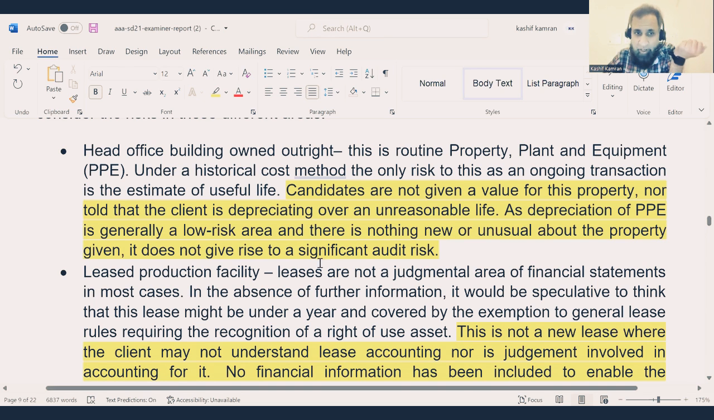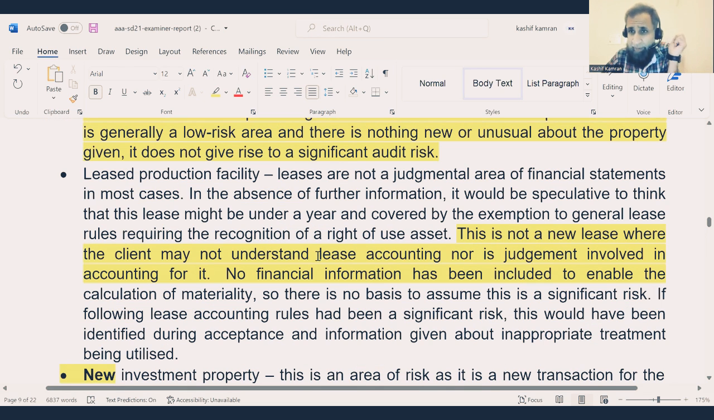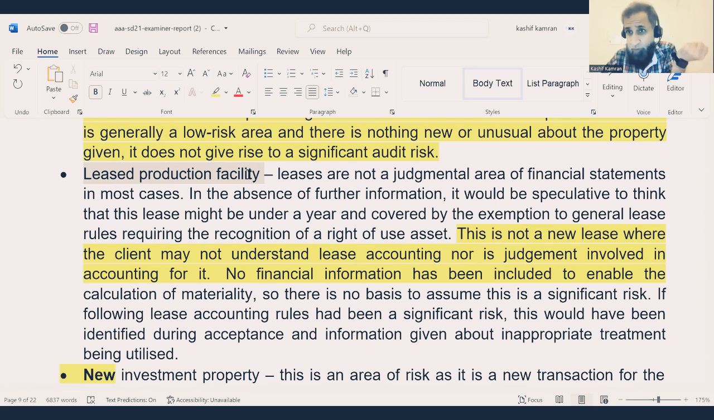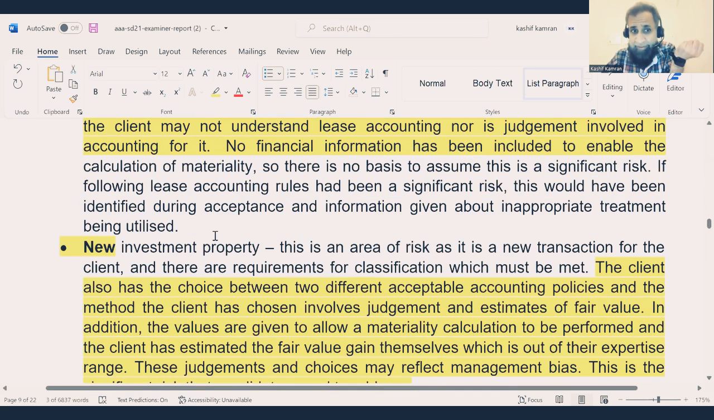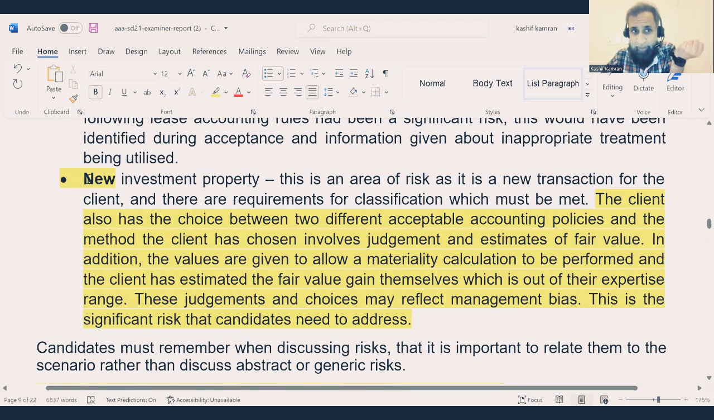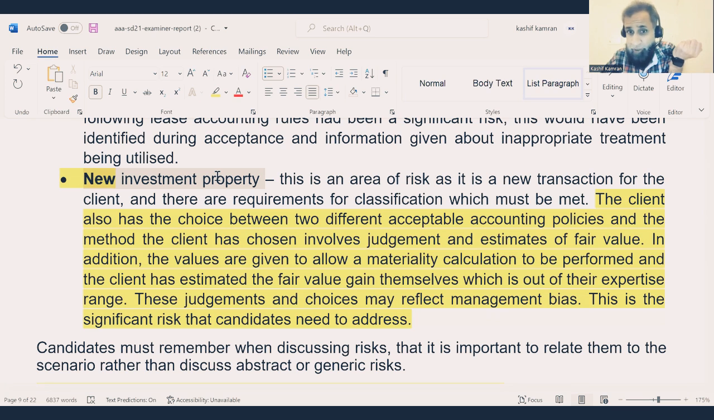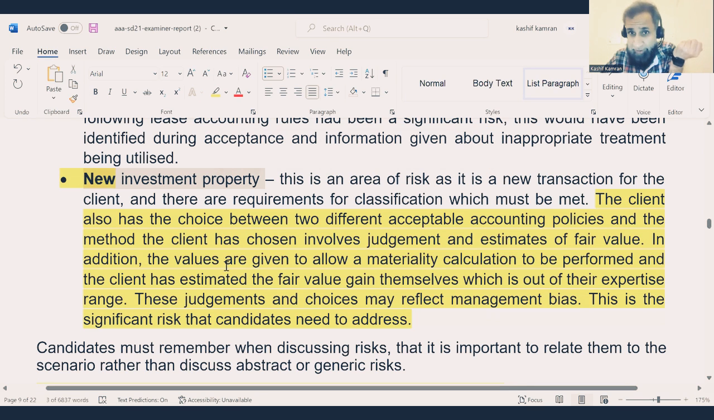Same goes with the leased facility. We discussed that in part 1 today, that the lease was an old lease, that was not a new lease. Because it's an old lease, the chances of a misstatement are less because management will be familiar with the accounting treatment. But if it is a new lease, then the situation could be different. And then the examiner is telling us about a new investment property. Something new is important. Something new is non-routine. Something new is a significant risk. And the student should pay particular attention to that. I hope you're clear with this.